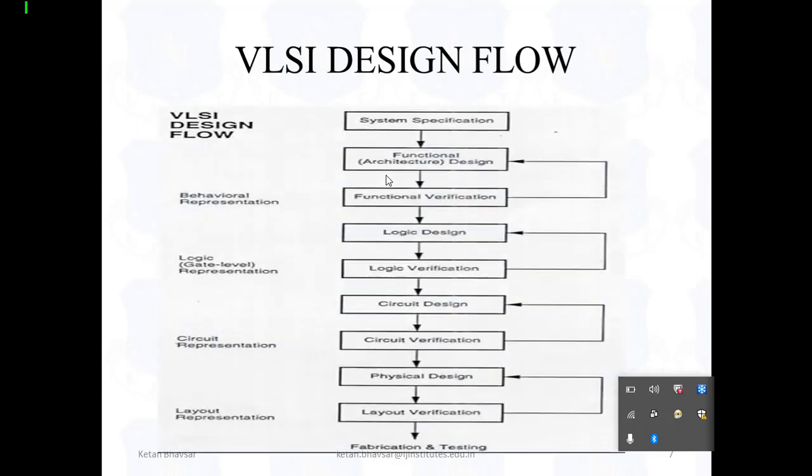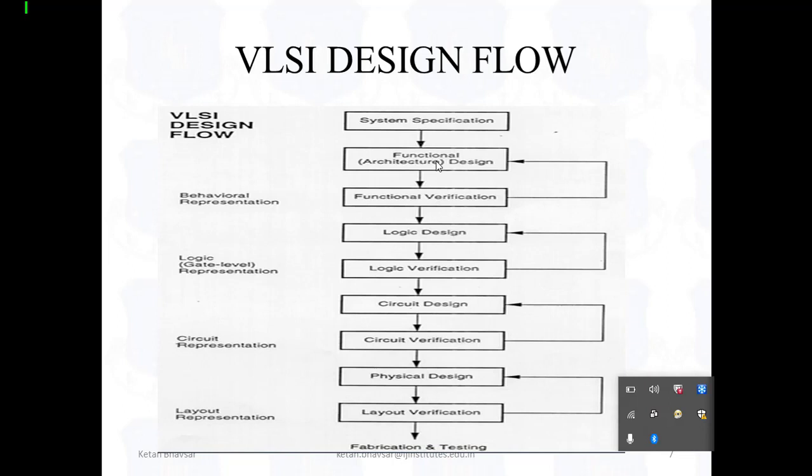So the VLSI design flow, as you can see, we divided into three main parts: behavioral domain, logical representation, circuit representation, and layout representation, which is the physical part. First of all, if you want to design any project or any product, you have a specification of that particular system. After getting the specification, you have to work on the architecture, or the design. After you successfully identify your specification and design, you have to verify your design.